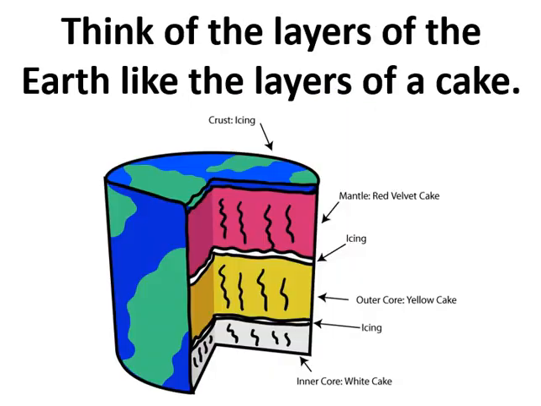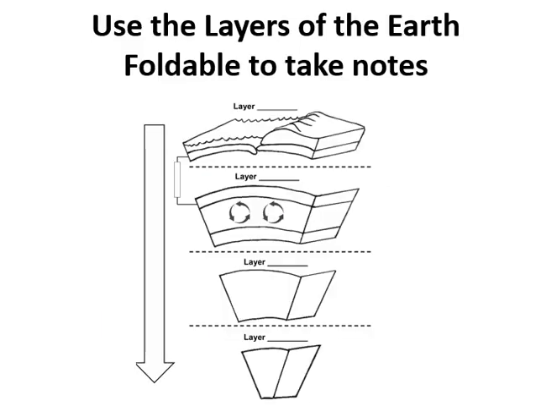Now, to think of these layers, you can also think of it like a cake here, with the core and the outer layer, the mantle and the crust on the top. We're going to use these notes now to help fill in this PDF that you've been given on the different layers of the Earth. There are different layers that we're going to be talking about, and we're going to focus firstly on the crust here.